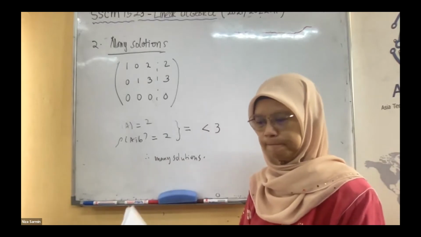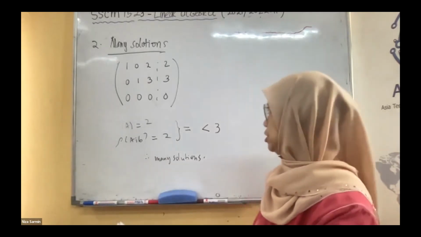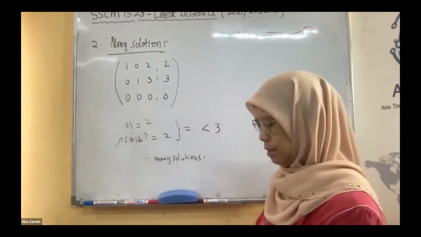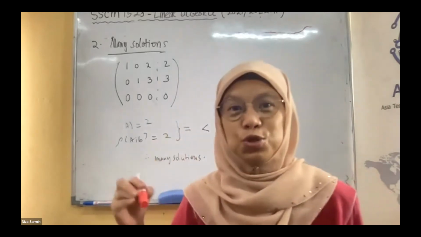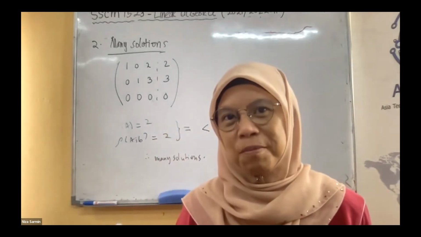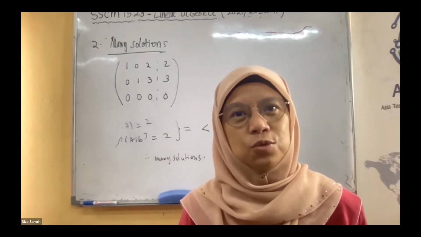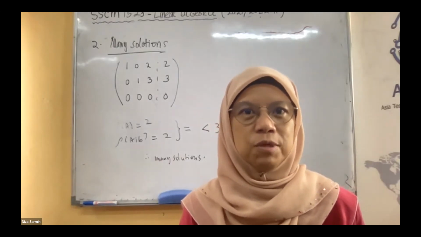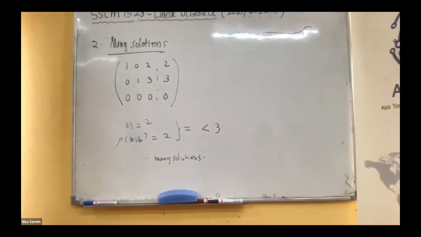Then, how do you write the solution? Can you imagine if you fail to reduce to the right row echelon form, then all your answers will be wrong. That's why the row echelon form is very crucial, and the elementary row operations.